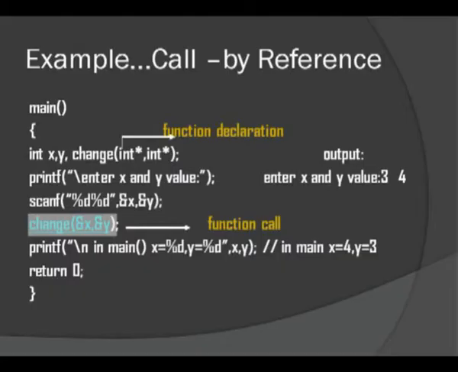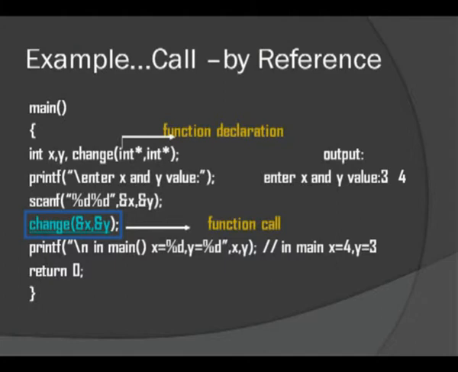So, when the change function is executed, we will see that these values are swapped. So, in this call by reference, the first difference was in the declaration of this change function, where we are passing pointer variables, and while making the function call, again we are passing the address of the two variables rather than simply the value. So, that is the second difference.